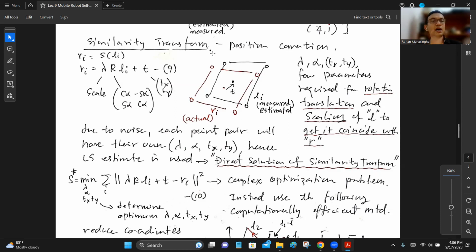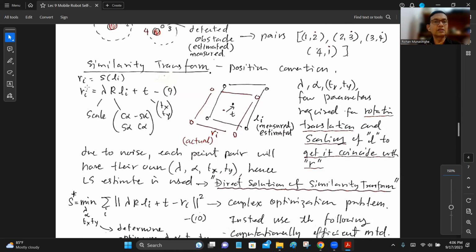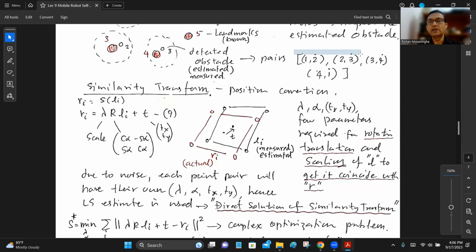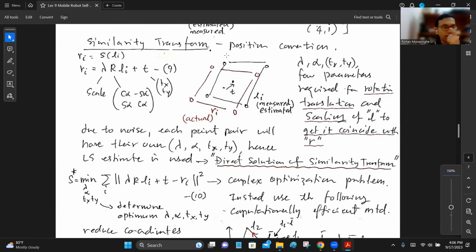So we write it like this: R equals S of Li. What is L? L is the estimates, the measured landmarks, and R is the reference set. So you get the R's and L's from here. This is the L, this is the R, this is the L, this is the R, the pairs. And then for each of these measured marks, you do this transformation.